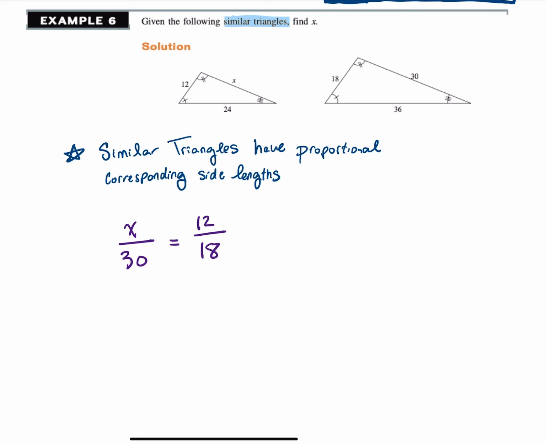So let's just solve for x. This is a case where I'm just going to take this 30 and multiply it over because I'm just trying to get this x on its own. I don't want to add anything to it. I don't want to multiply the 18 and have to remove the 18 later. So I'm saying x equals, I can write this as 12 times 30 over 18.